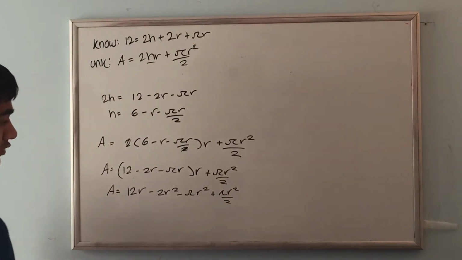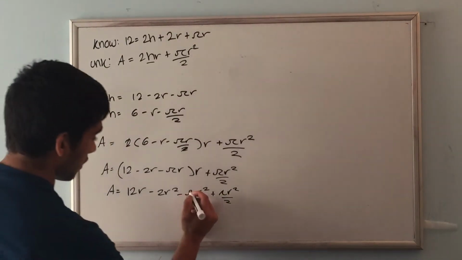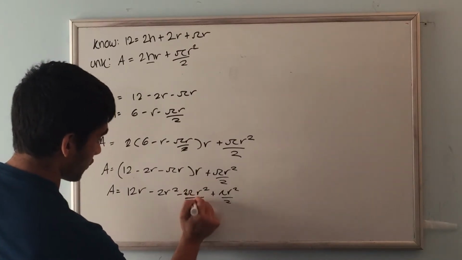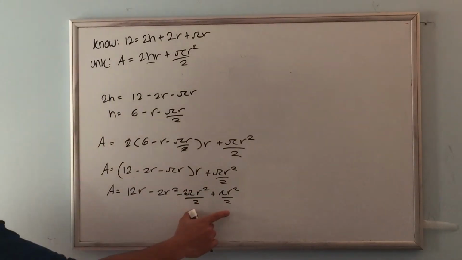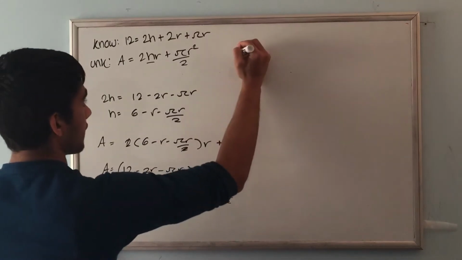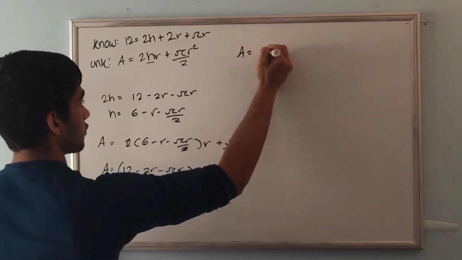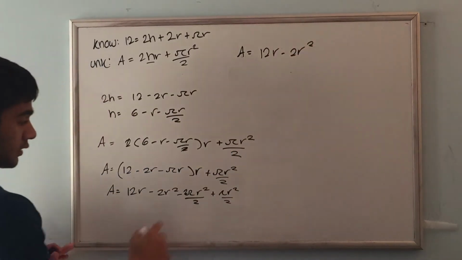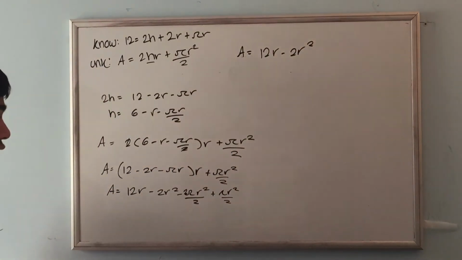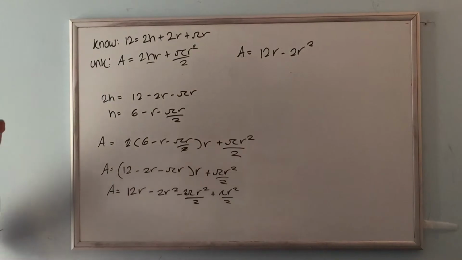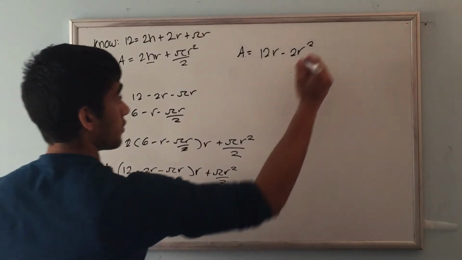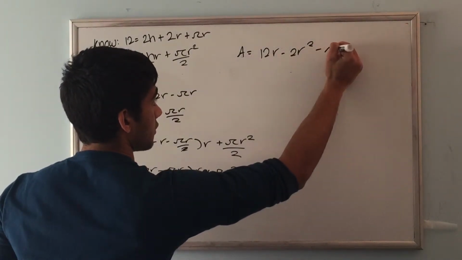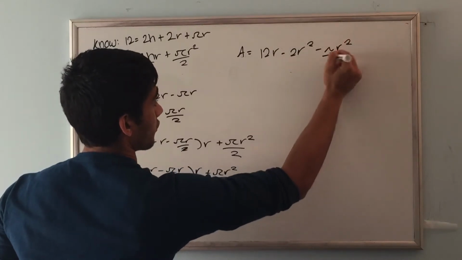If you remember, pi r squared is equal to 2 pi r squared over 2, because the 2 cancels out. So then we can add these two terms together, so we get the area to be equal to 12r minus 2r squared. Negative 2 pi r squared over 2 plus pi r squared over 2 is negative pi r squared over 2, so minus pi r squared over 2.